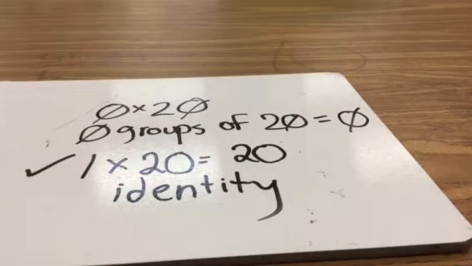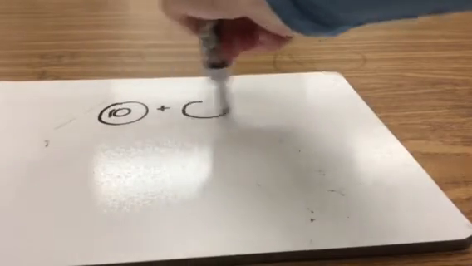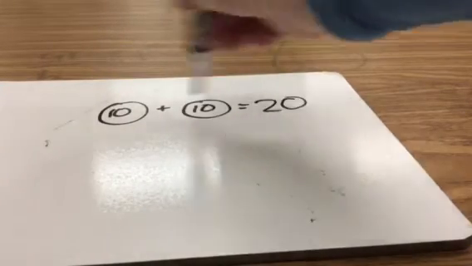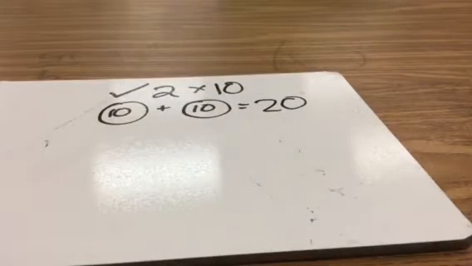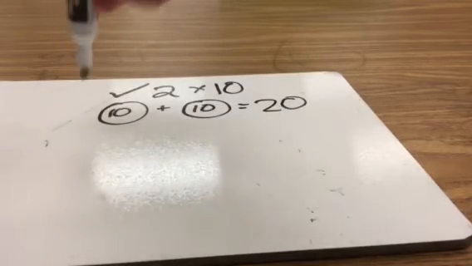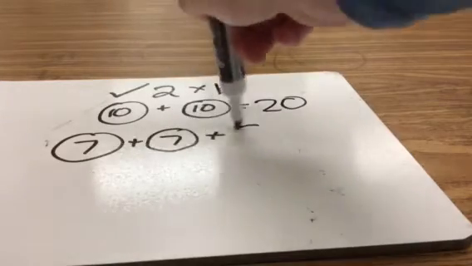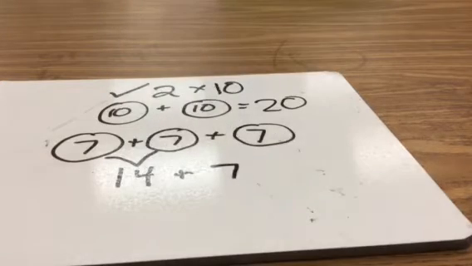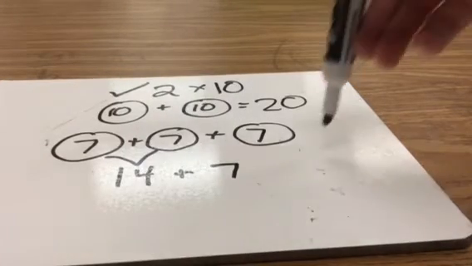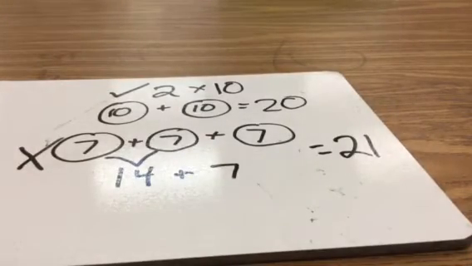Okay, next I'm going to go down to 2 times 10, which means 2 groups of 10. So 10 and 10 makes 20. So 2 times 10 is good. Next I'm going to go down to 3 times 7. 3 times 7 means 3 groups of 7. Well, I know 7 plus 7 is 14. Plus 7 more, that's not going to give me 20, that's going to give me 21. So 3 times 7 is no good.